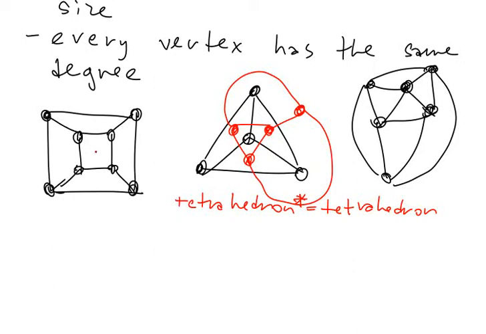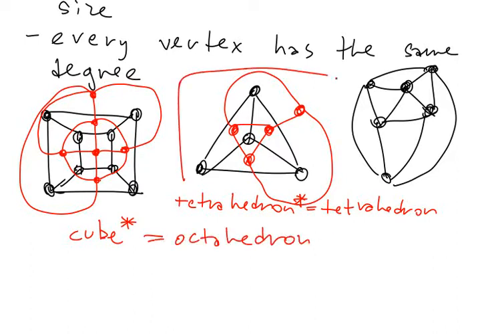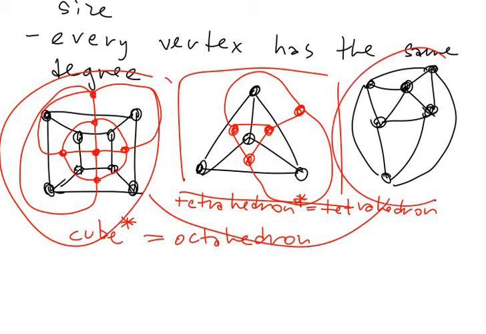Like this. In the case of the cube, we obtain something else. Now, because the cube has 6 faces but 8 vertices, the graph has to be different. But it's not so difficult to notice that this graph already appears here. This graph is nothing else than this octahedron. So we have that the dual of the cube is the octahedron. So this graph is self-dual, and these two graphs are dual to each other.